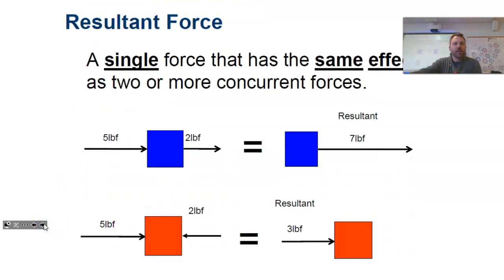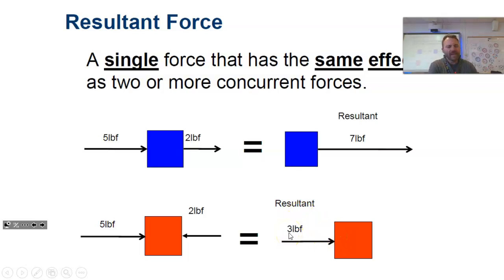The resultant. When you have a lot of forces pushing on something, we call that the resultant force. For instance, if I'm pushing to the right with 5 and 2, the resultant is 7 pounds to the right. Now, if I'm pushing to the right with 5 and to the left with 2, 5 plus -2 is +3. So I have a resultant of 3 pounds.